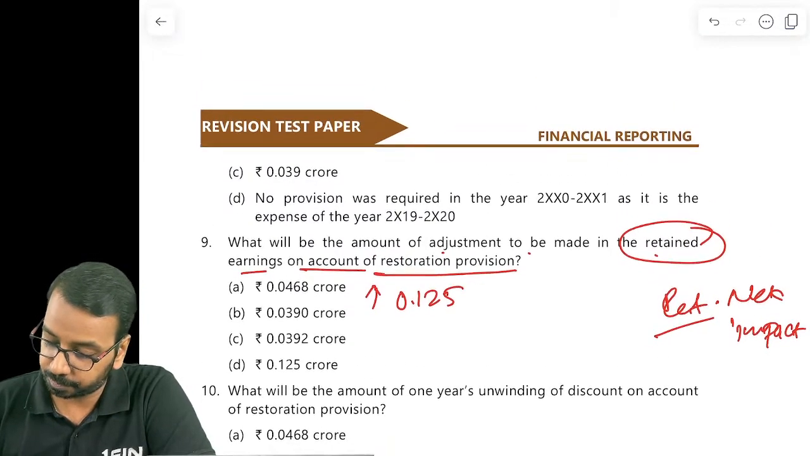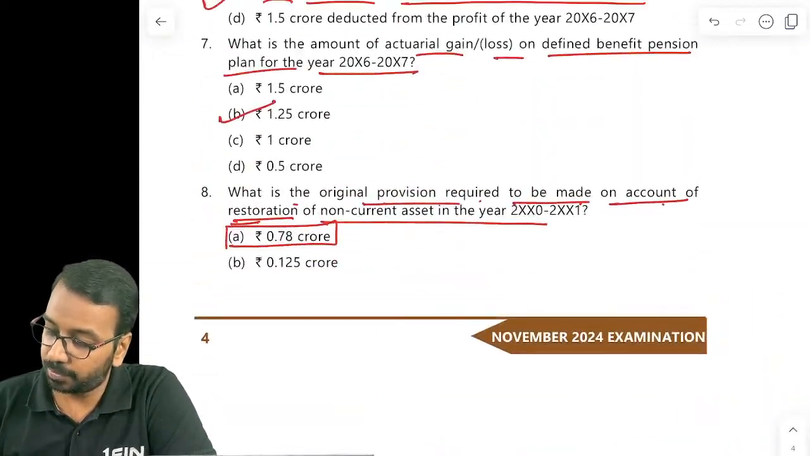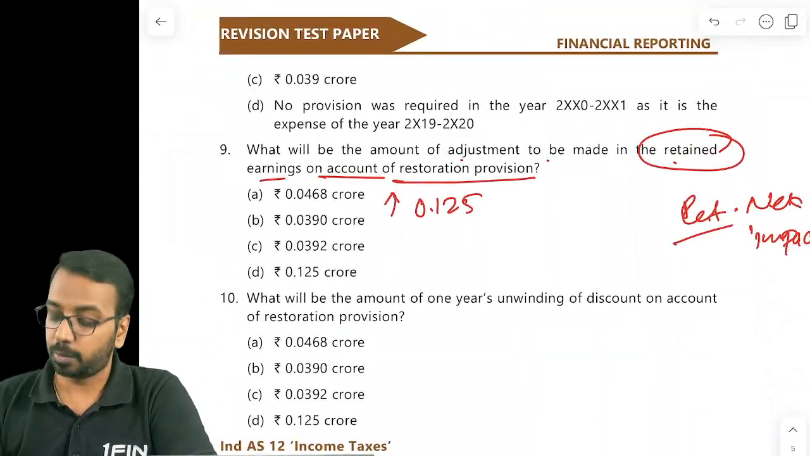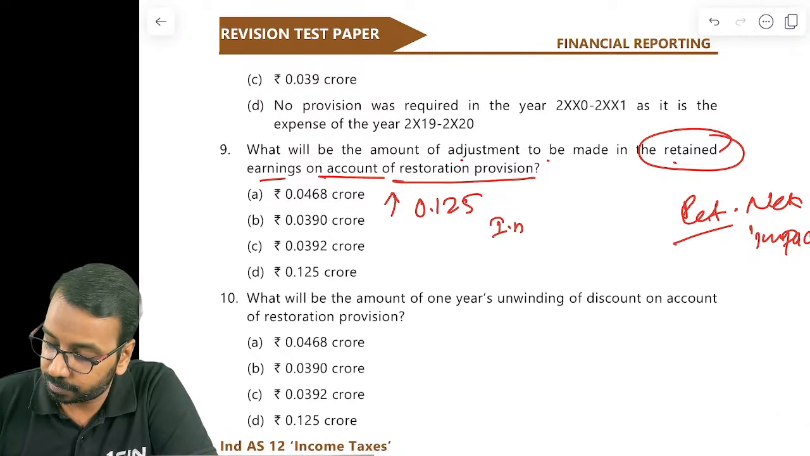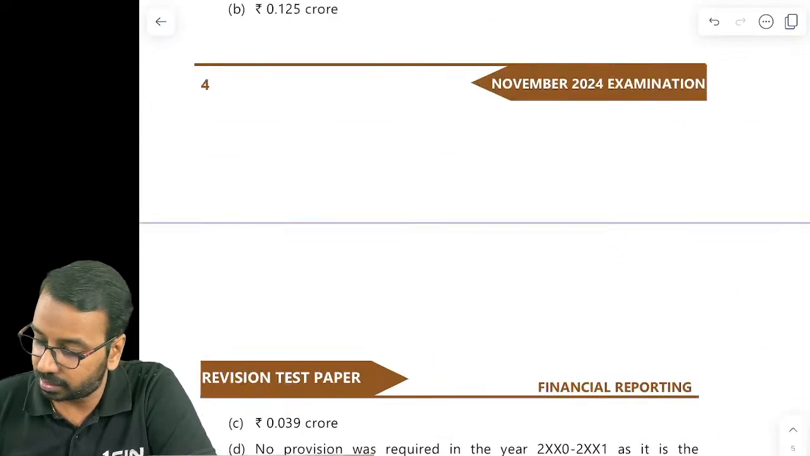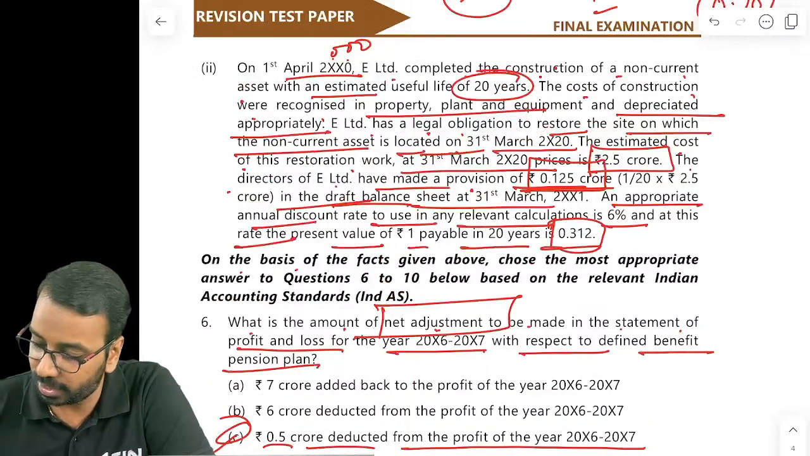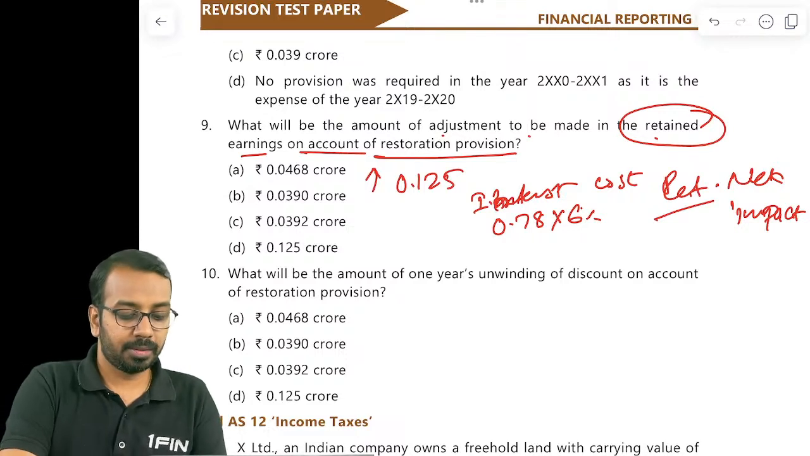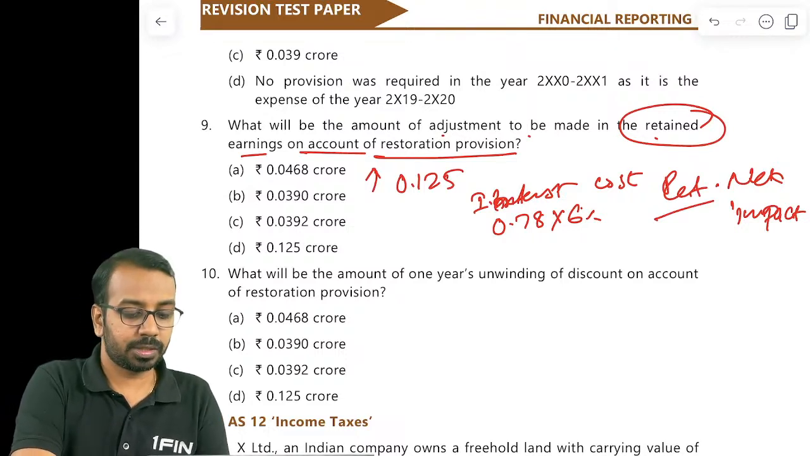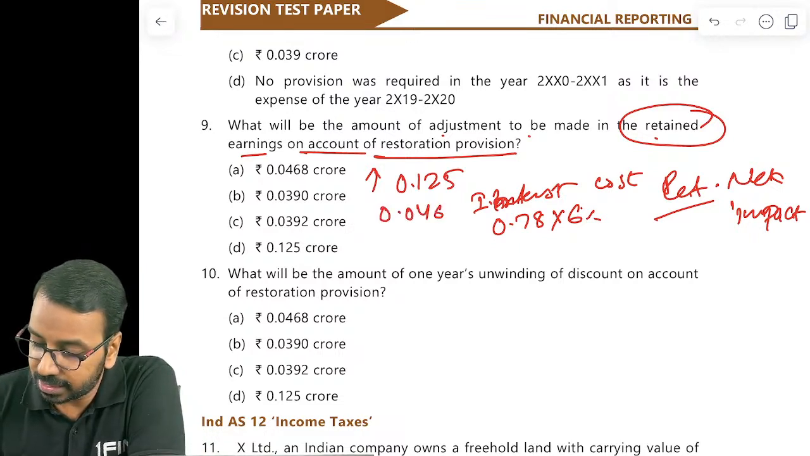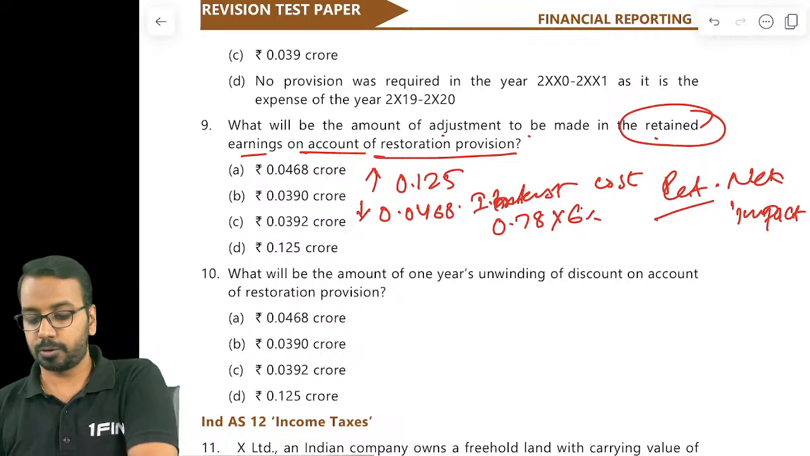Then I have to make a provision of 0.78. Will that impact my retained earnings? It will not. But the interest cost on 0.78 multiplied by the relevant discounting rate, given to be 6%, so 0.78 into 6%, I get 0.0468. This will reduce retained earnings.